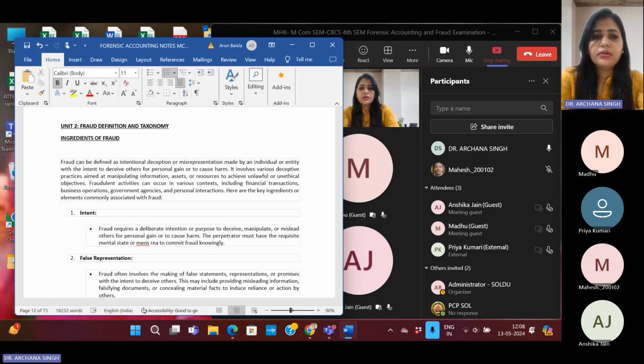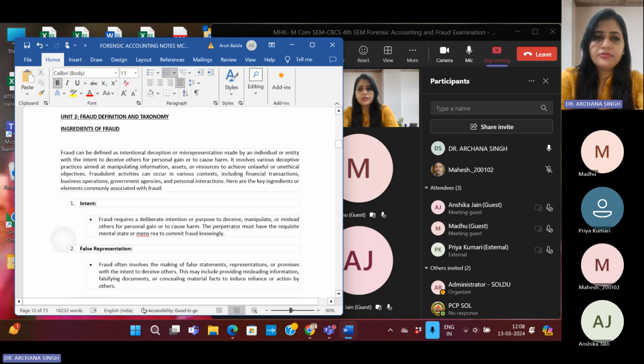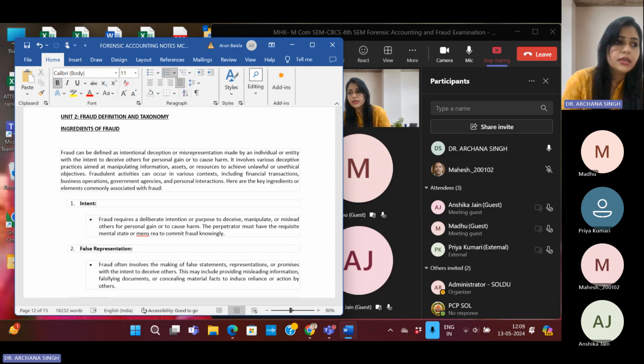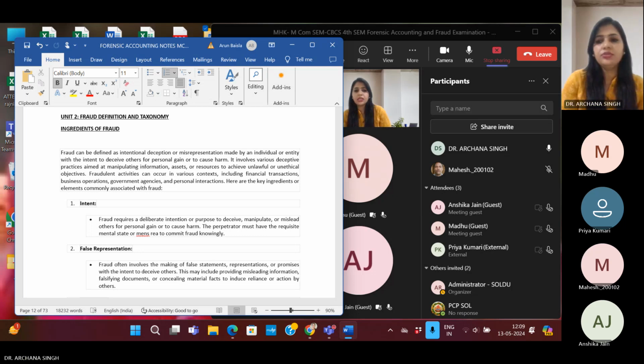Okay. So the next unit is about fraud definition and taxonomy, in which you will study various things related to fraud. It includes what the ingredients of fraud are, why fraud is committed, who commits fraud, the meaning and nature of corporate fraud, the concepts of fraud under the Companies Act 2013, frauds for and against the company, and who the victims of those frauds are. So these things we will discuss in Unit 2.